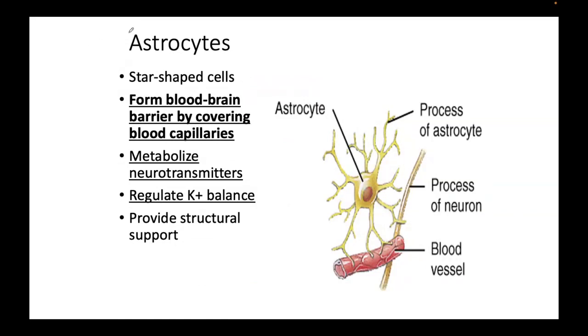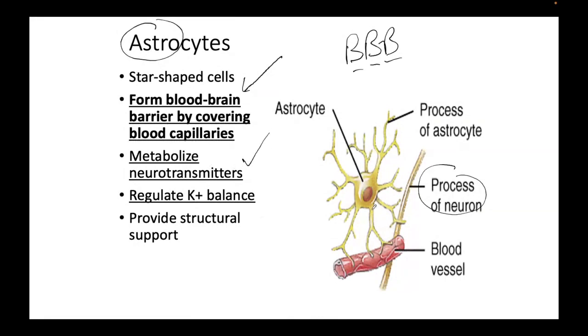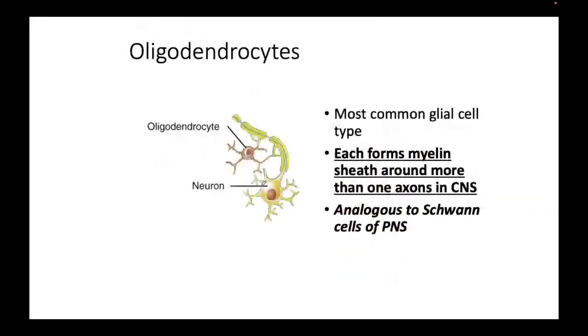So, astrocyte. When we look at the word astro, like astrology, it means star-shaped. What's unique about the astrocyte, what's very important functionally, is that it forms the blood-brain barrier, the BBB. So here's a process of the neuron, and you can see that this astrocyte acts as a bridge of connection between the neuron and the blood vessels. We need that so that we can metabolize neurotransmitters and regulate sodium and potassium balance, which we do need for action potentials to be created. So the astrocytes are important.